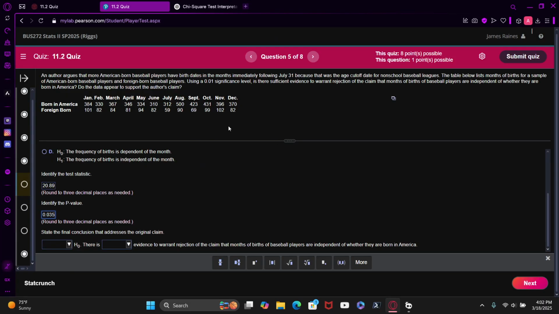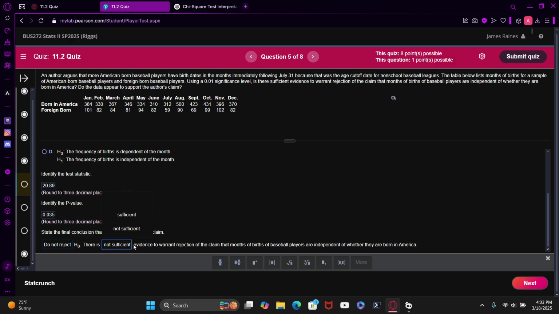State the final conclusion. The significance level is 0.1. So if the P is high, the null will fly. Do not reject. There is not sufficient. A good way to remember this, if you can't remember the P is high, the null will fly thing: if the P is low, the null must go. So if the null must go, then it's reject. If the P is high, the null will fly, which means you do not reject it.